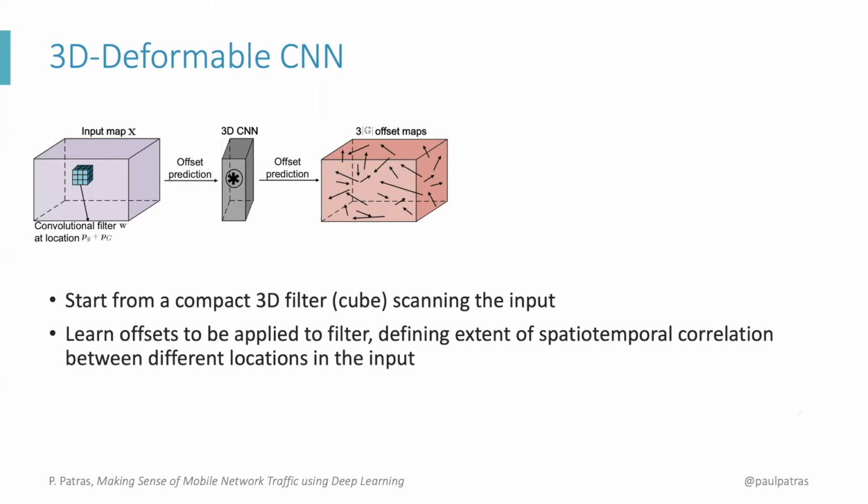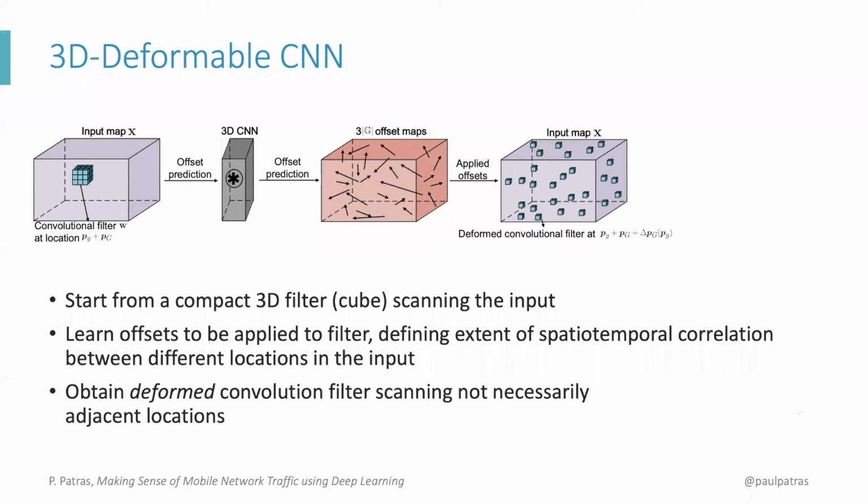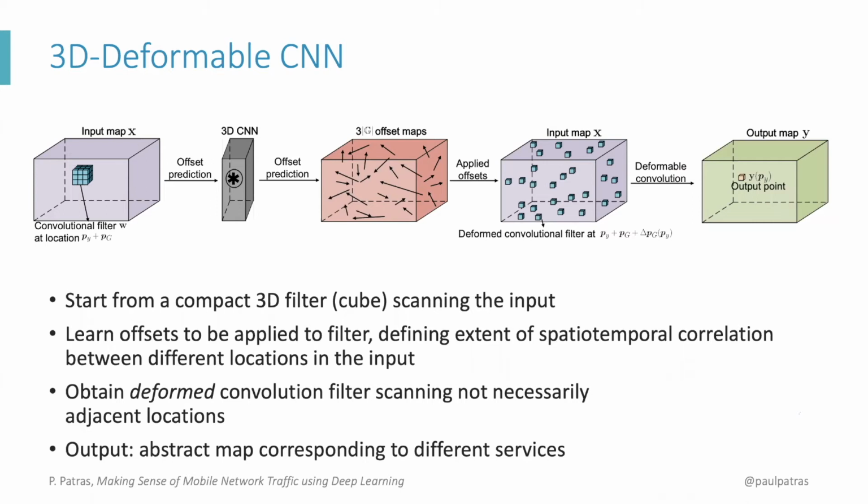That's actually happening during the training. And then you have these offset maps, which are applied to the initial filter. So you spread that convolutional filter across the entire input to some extent, and this is what you will use to scan and learn the correlations between different locations in the input. This allows you not to be restricted to adjacent points in the input, but to look at points across an entire window of snapshots. Based on that, you have an output, which is the abstract map we mentioned previously, and later on it will be used by the ZipNet, and the ZipNet will provide the actual traffic consumption on a service by service basis.